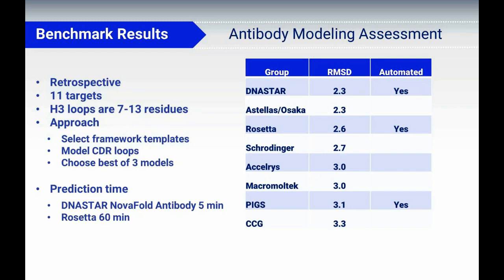One of the advantages of the NovaFold antibody structure prediction is that, coming from fragments, we can actually do this process very quickly. With a local installation on a Linux machine, we can make the predictions within 5 minutes. So that's one of the nice things: we can provide high accuracy CDR predictions and do them quickly.